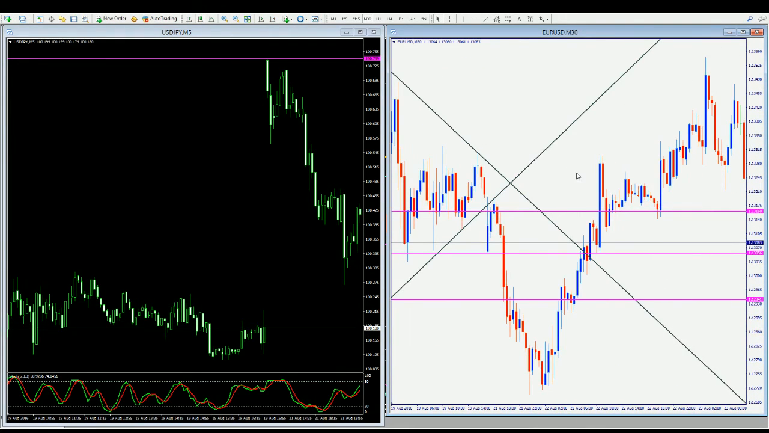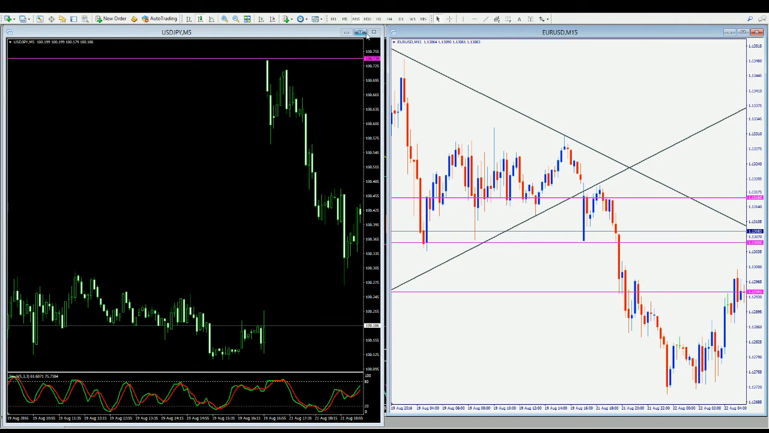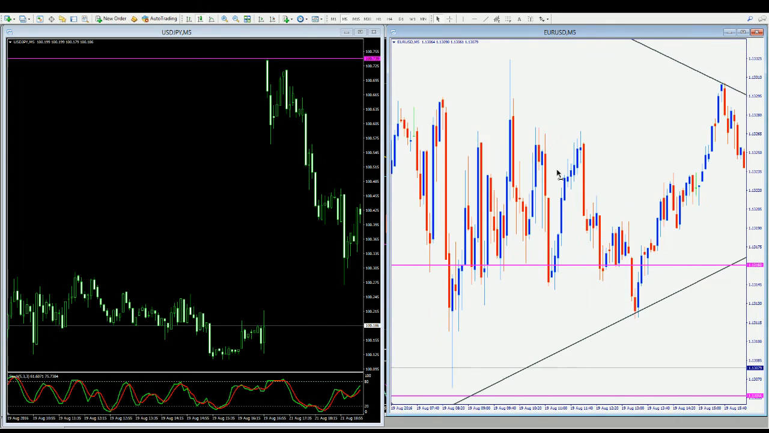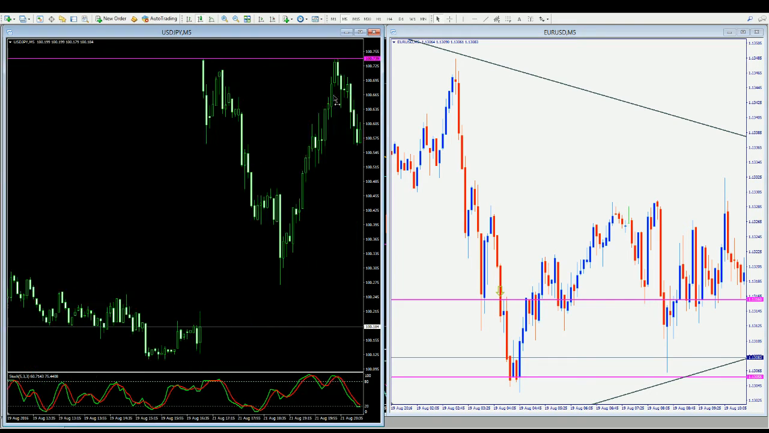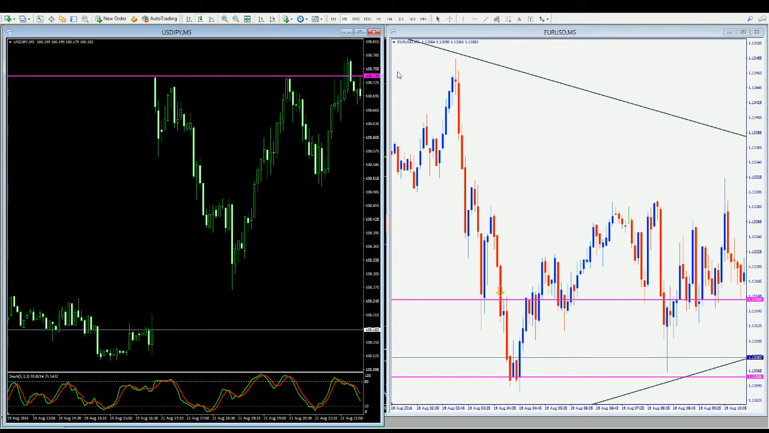Any questions so far? So both of them are based on the 5-minute time frame. I took a put option here on this candle, and I took a put option here when the price touched here. So this is currency correlation. You see one is going up, the other one is going down.